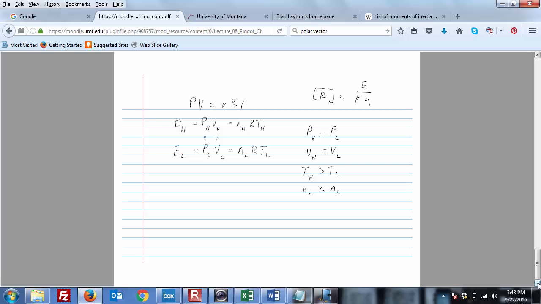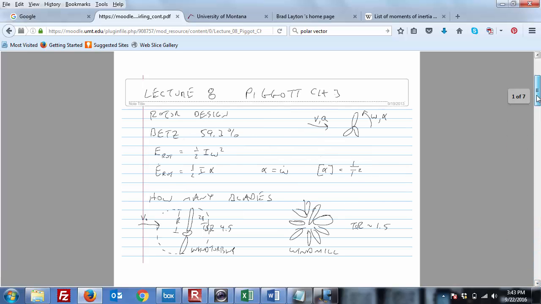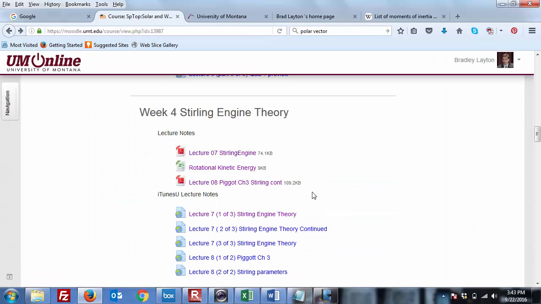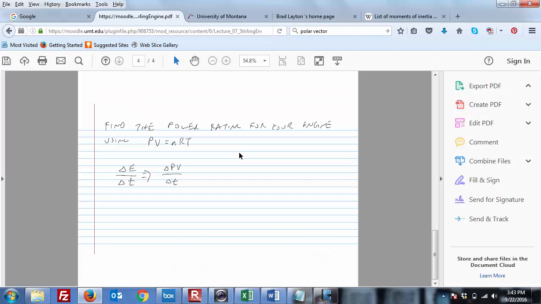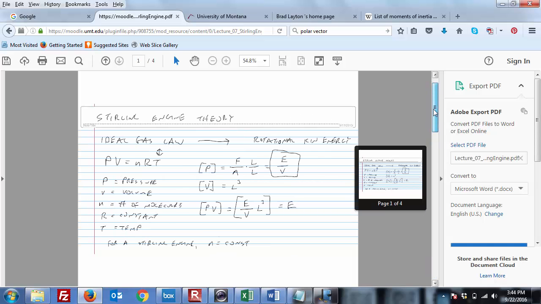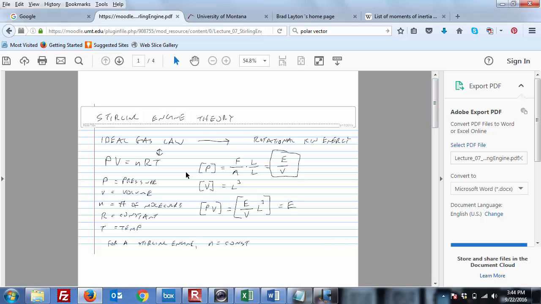Okay, so we covered a lot today. We really did. If we go back here to the website, I'll give you a quick review of what we did. We started out with Stirling engines. I showed three videos: the alpha, the beta, the gamma. We tied the Stirling engine in with the ideal gas law. I showed that pressure is more or less specific energy, energy per unit volume. I talked a little bit about temperature and the ideal gas law.